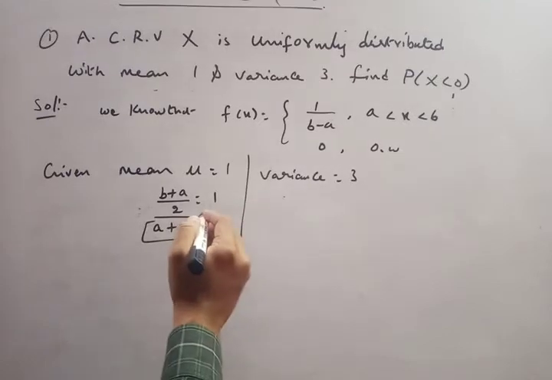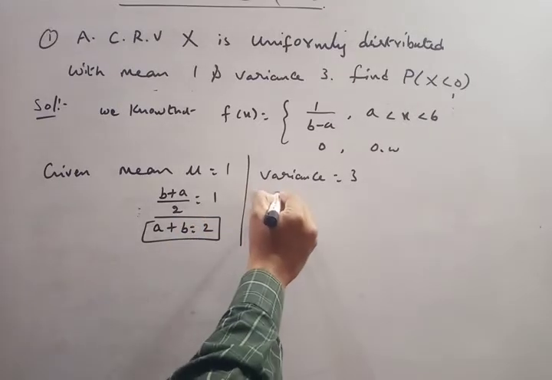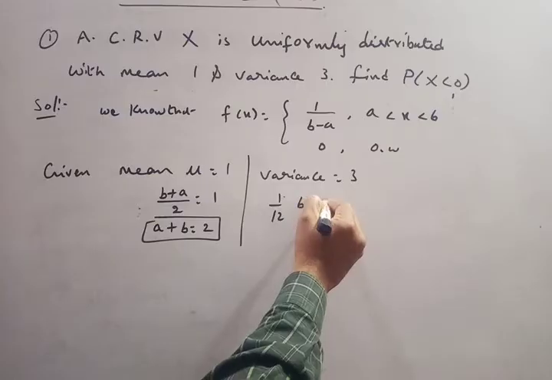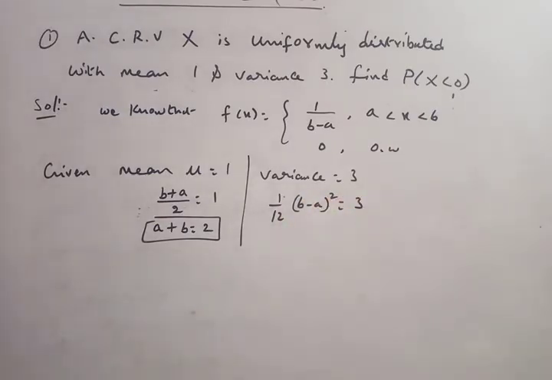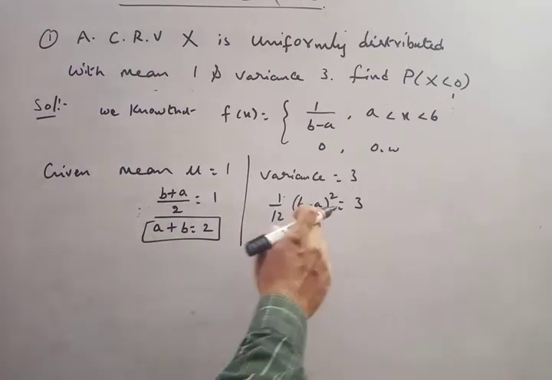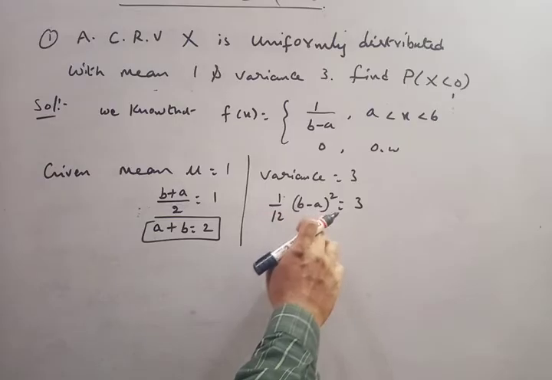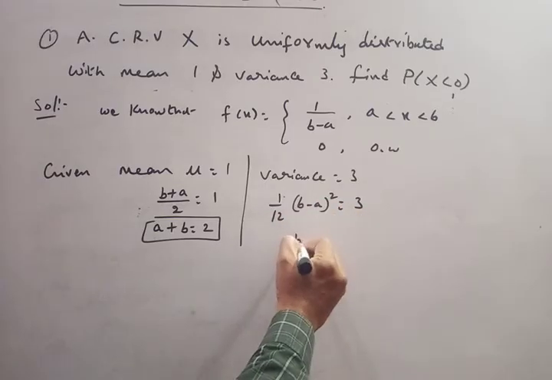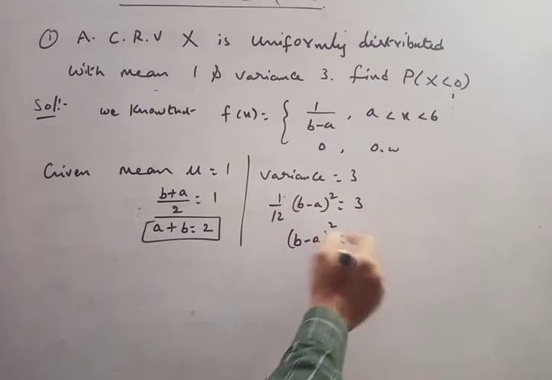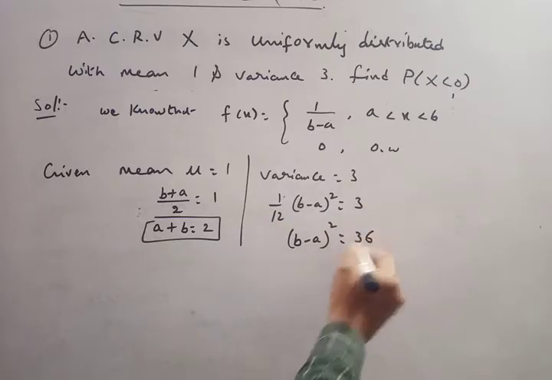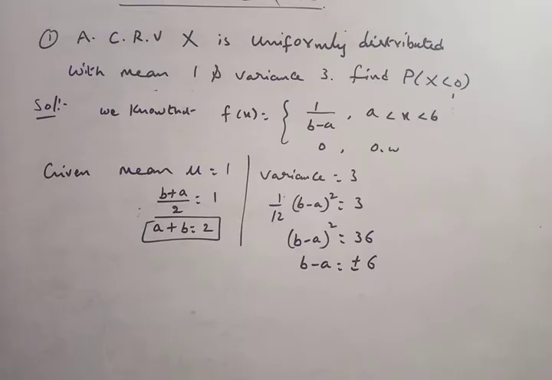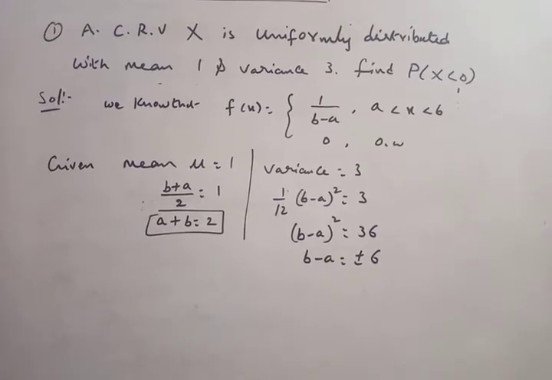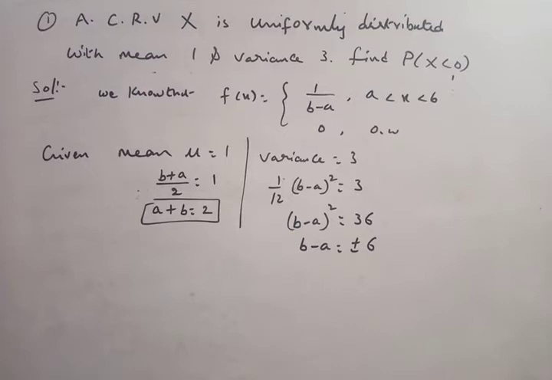Second one, he gave here variance is equal to 3. Correct? So what is the variance formula? Variance is 1 by 12 (b minus a) whole square, which is equal to 3. Cross multiply this part. So (b minus a) whole square is equal to 12 3s are 36. What is b minus a? Plus or minus 6. Now we have to find the values of a and b.